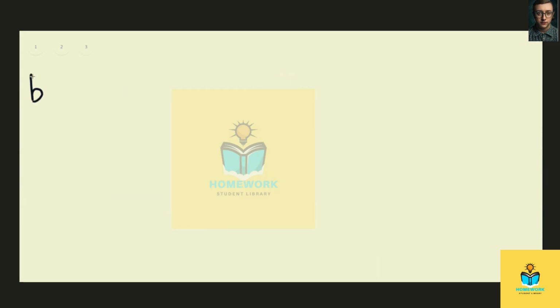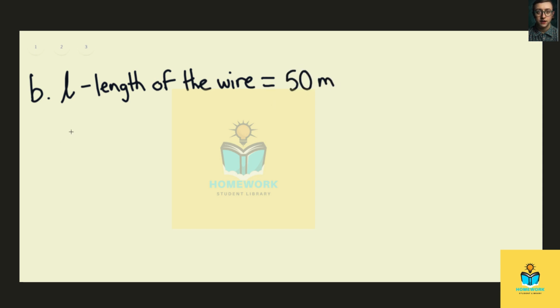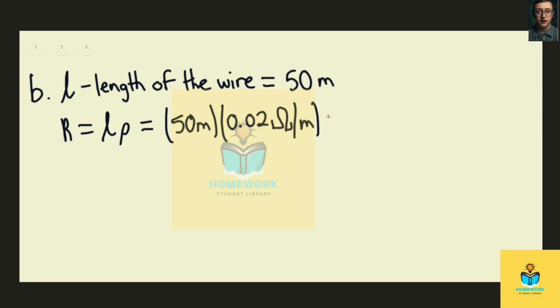For part B, we're going to note that the perimeter of a square is 4 times its side. Therefore, the length of the wire would be approximately equal to 50 meters in this case. So the resistance of the wire, R, would be equal to the length times the resistivity. This would be equal to 50 meters multiplied by 0.02 ohms per meter. And this is giving us approximately 1.0 ohm.